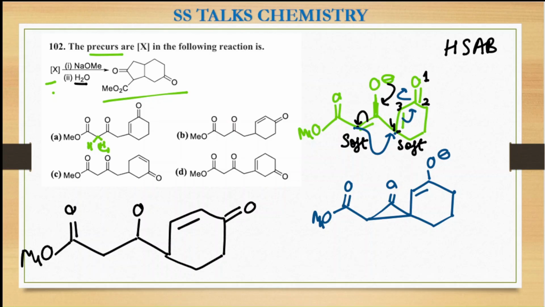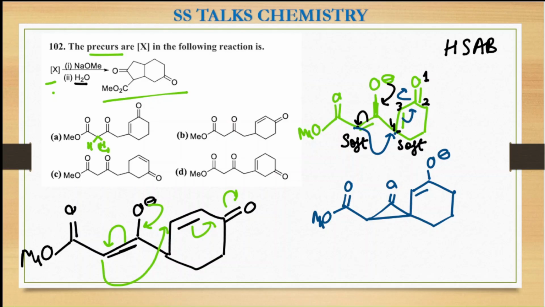Here will be this O negative and here will be this double bond, right? So again this is your soft center now. So this electron density will be shifted. This can attack on this particular carbon center, and this electron density will be shifted. So after this particular reaction you will be getting a fused system.